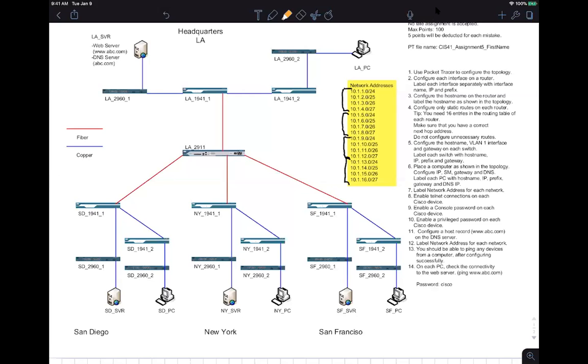All right, now here's what we got here. We got 4 groupings of a /24, a /25, a /26, and a /27. So what if we were to do it like this? Maybe LA up here, SD, NY, and SF.